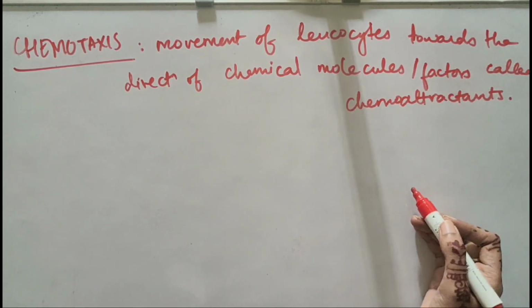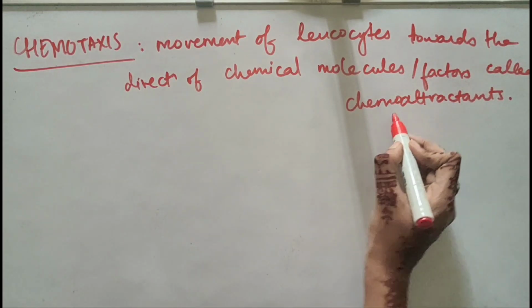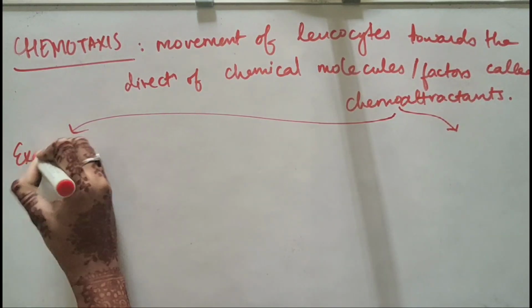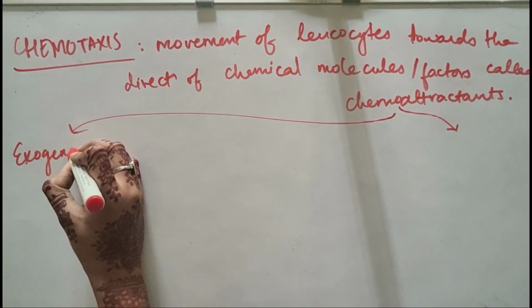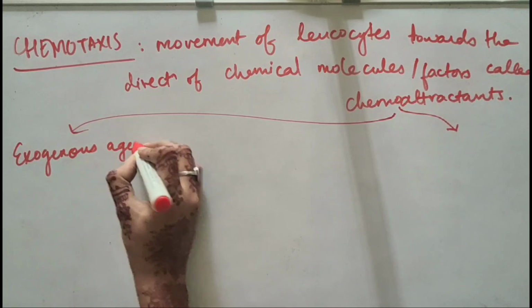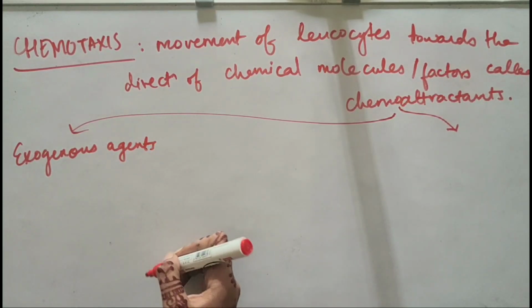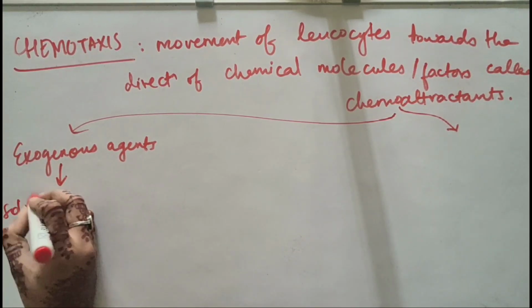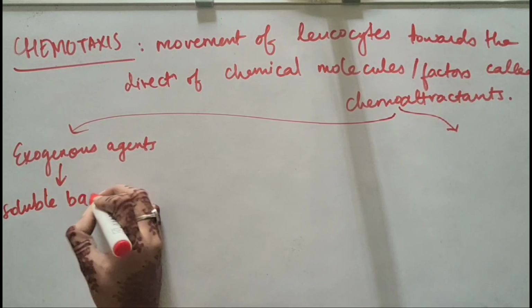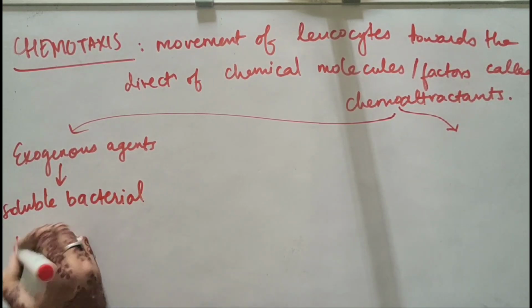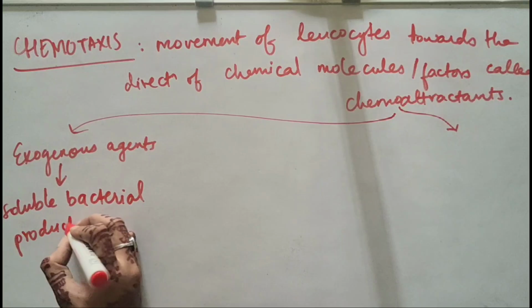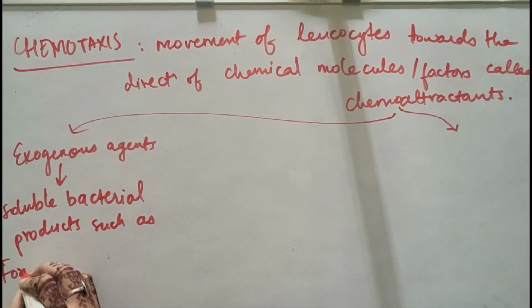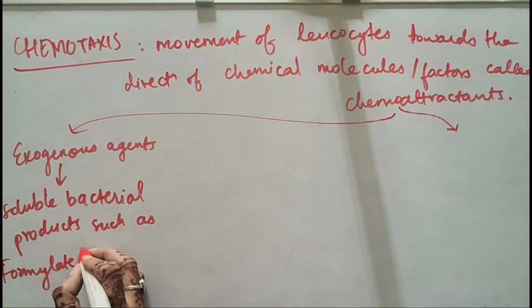So now the chemoattractants for leukocytes may be of two types. The first is the exogenous agents. The most important exogenous agents are soluble bacterial products such as formylated peptides.